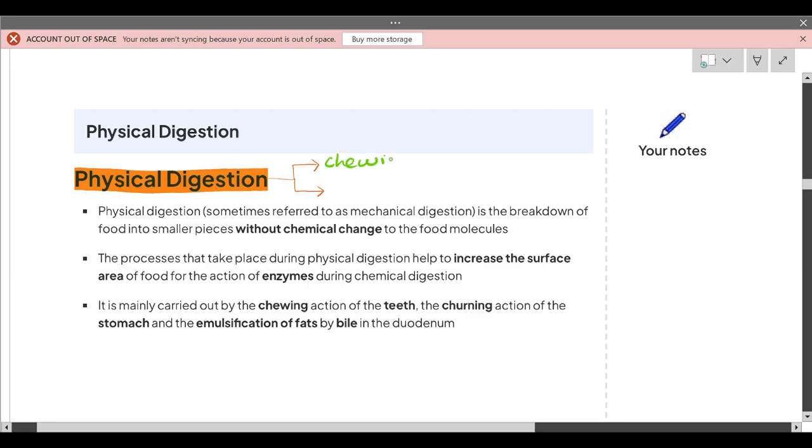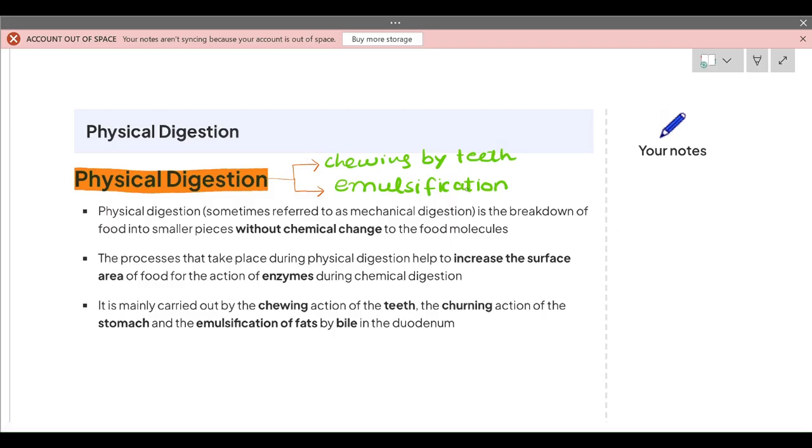Yes, by the teeth in your mouth. Okay, can you give me another example? Yes, that's a really good answer. I just told you emulsification is another form of physical digestion, in which the large pieces of fats are converted by the action of bile into smaller pieces.